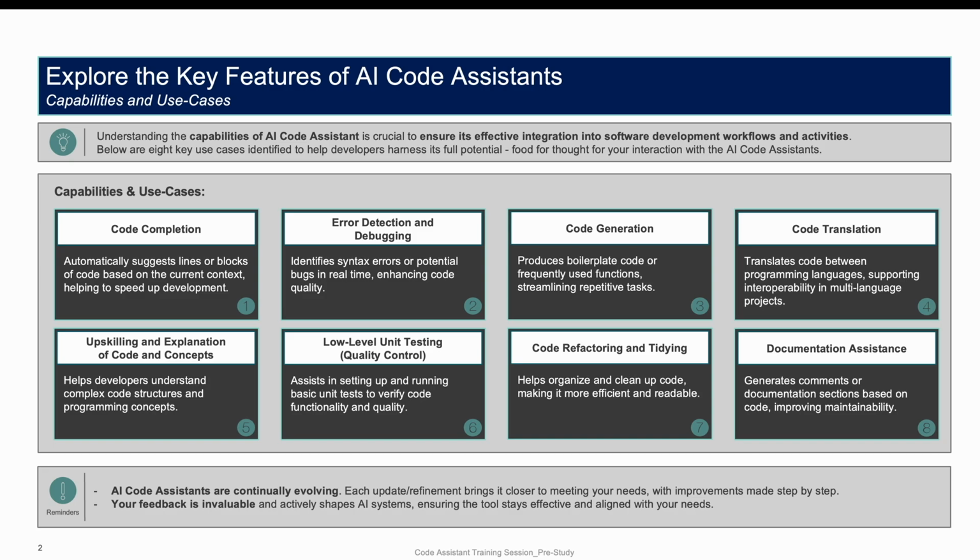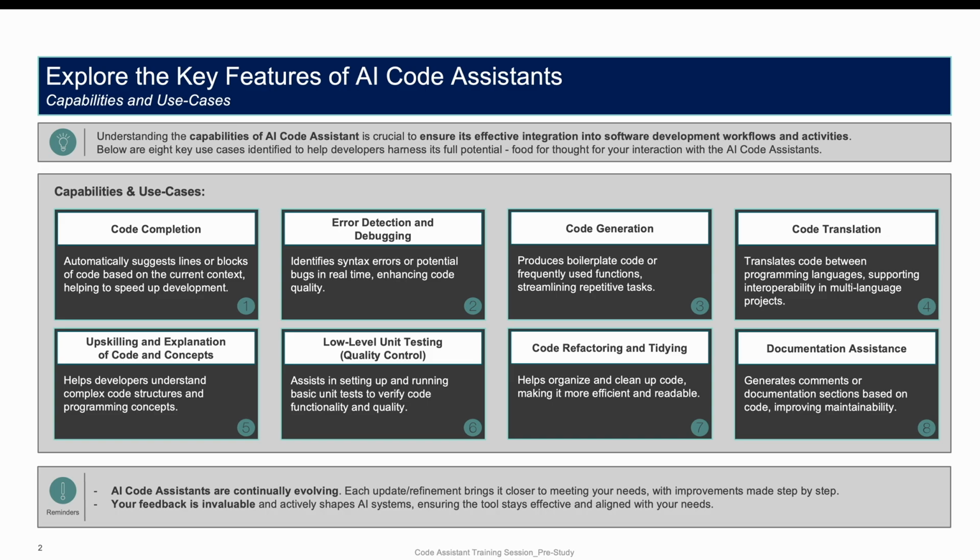So first up, we have code completion. This feature automatically suggests lines or blocks of code based on the current context, helping to speed up development. So for instance, imagine you're coding in Python and after typing import pandas as pd, the AI might suggest something like pd.read_csv as you start typing, and therefore really predicting your next move. This feature is also very helpful in standalone GenAI applications when enough context was shared for the AI to finish off code blocks.